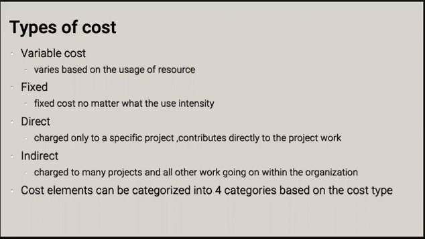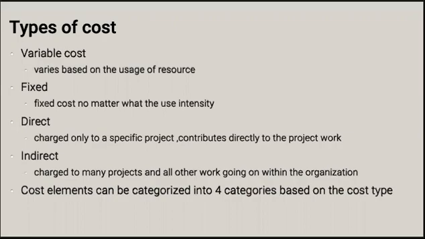And the other type of categorizing costs is direct and indirect. So direct is a cost element that's charged to a specific project and directly contributes to project work. For example, if you're building a pavement, the cost of the paving bricks is going to be directly contributing to the project work, and it's not going to contribute to any other project. So that's why it's a direct cost.